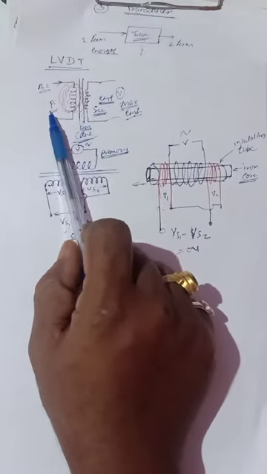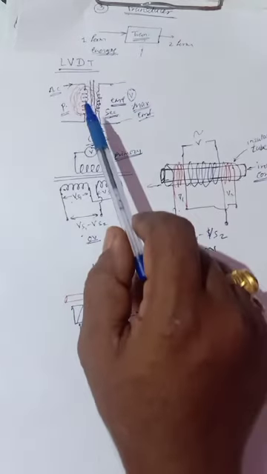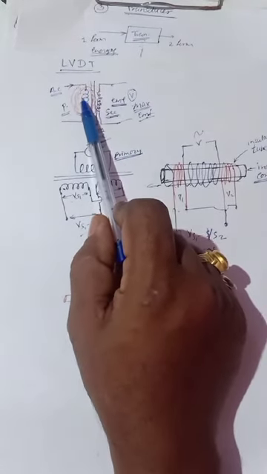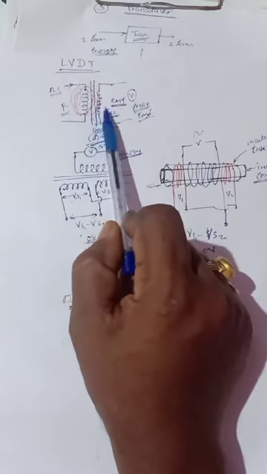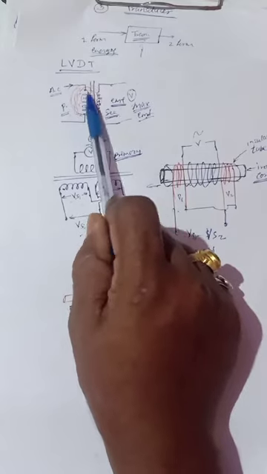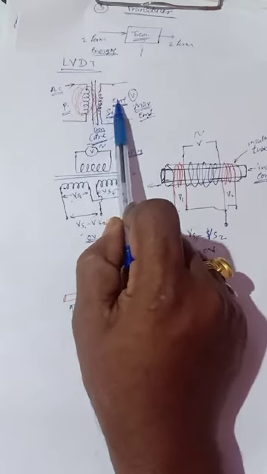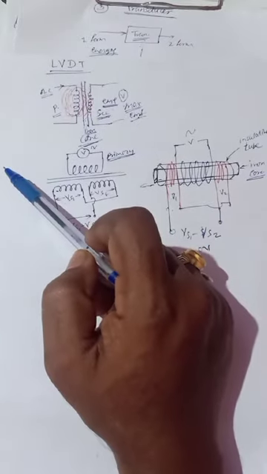Okay, so there are two types: self inductance and mutual inductance. We know that self inductance means there is a single coil and EMF is induced in the same coil. Mutual inductance means there is one coil which generates the magnetic field, it is cut by the secondary coil and EMF is induced in that, it is called mutual inductance.